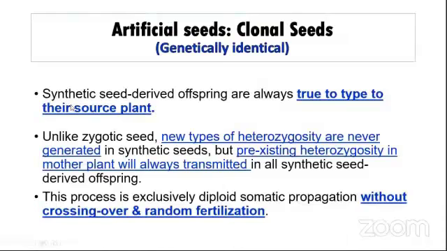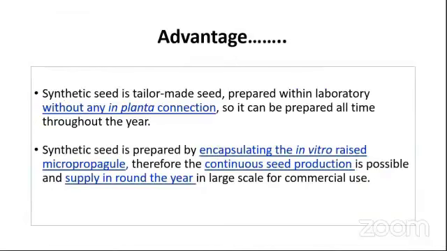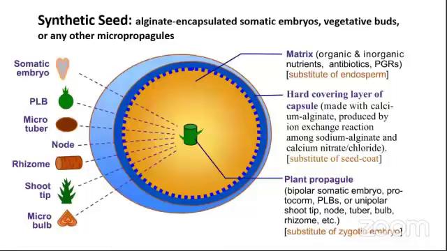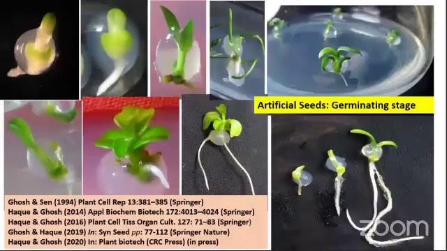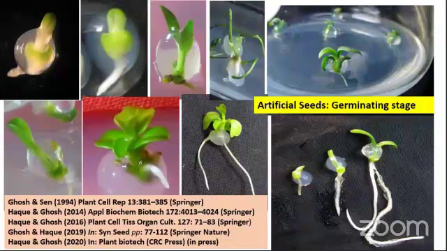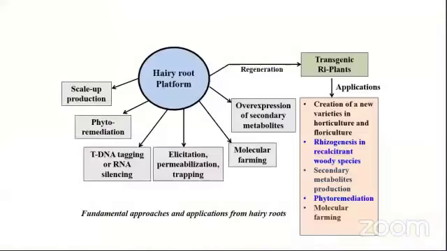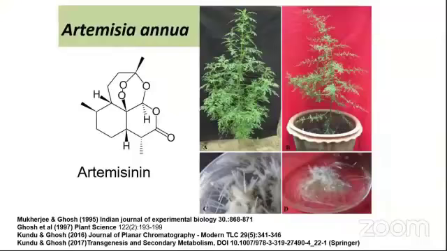These artificial seeds are true to type of the source plant. There is no variation. There are some advantages of synthetic seeds, and that is the basic concept. The synthetic seeds germinate in the field condition or in the laboratory condition.